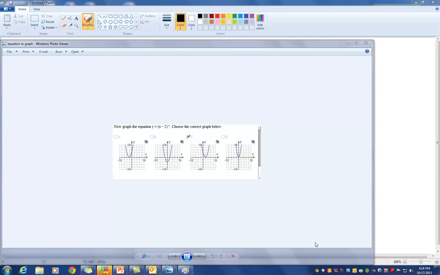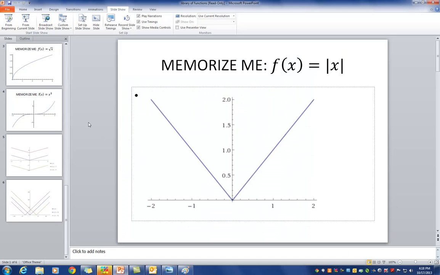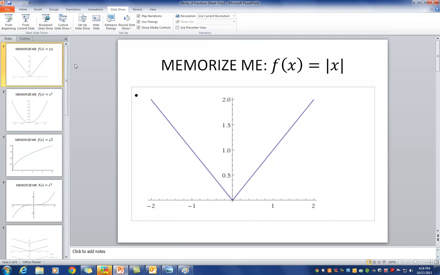All right, so now we get to the question you asked about these translation problems here. And the first thing we have to figure out is, okay, what is the library function associated with this graph? So let's look again at our options, okay?